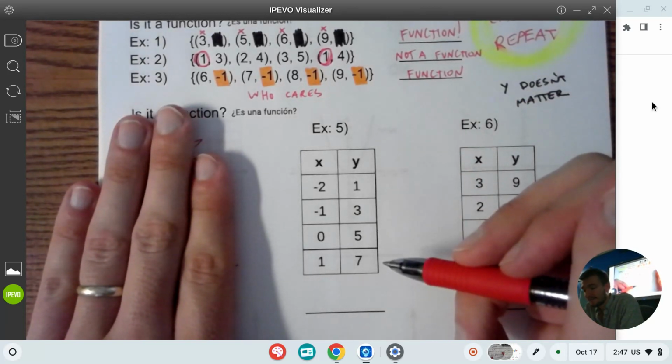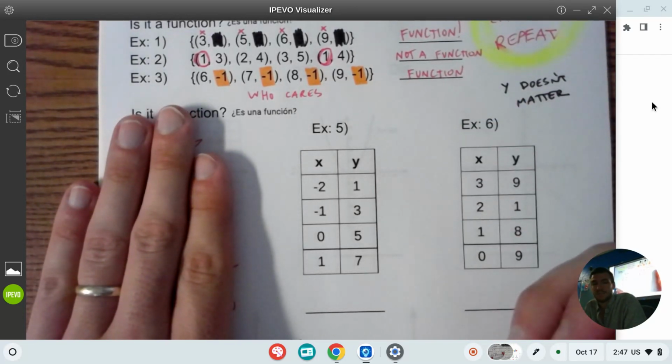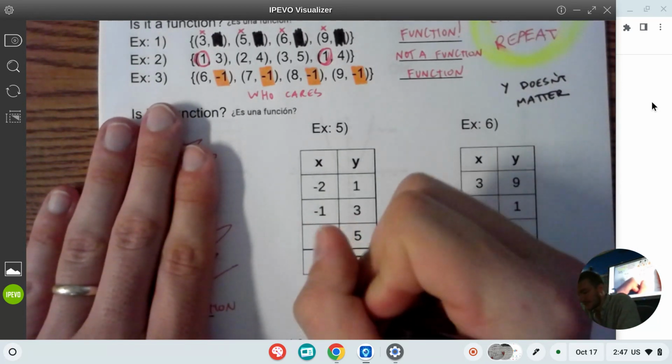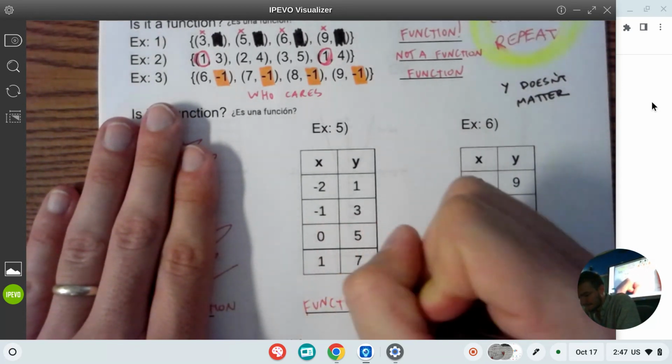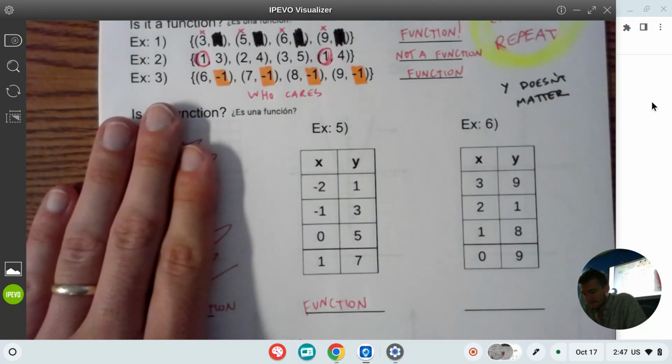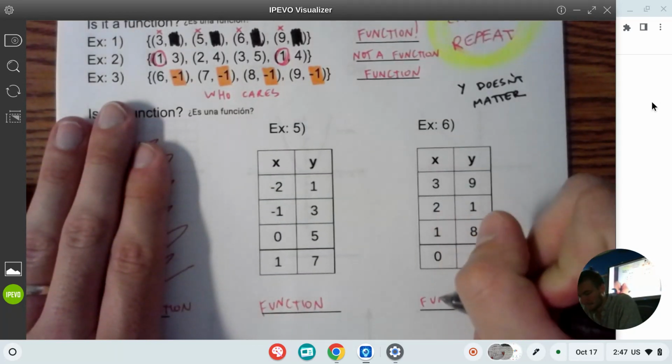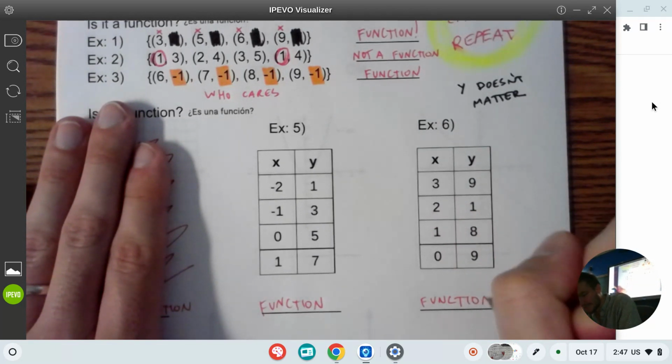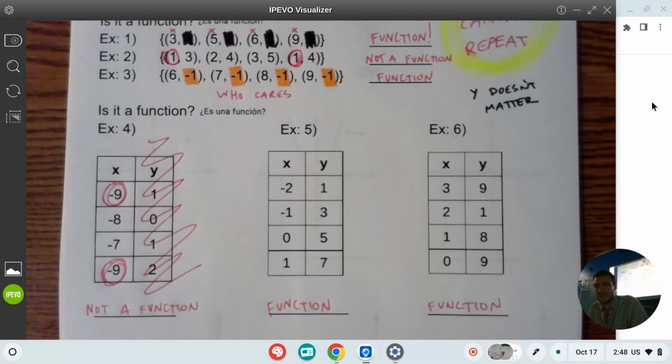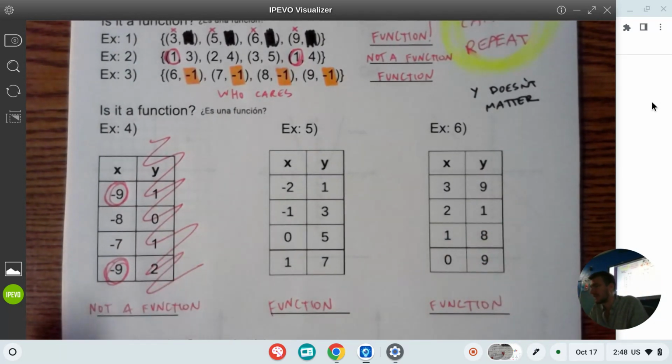Example 5. What do you think? Function or not a function? Function. What do you think about example 6? Function. If I gave you a quiz where every question looked like a table, could you get 100%?